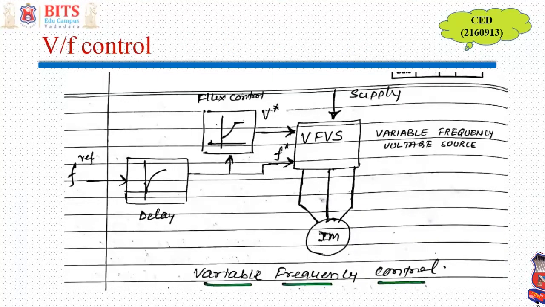This was the block diagram scheme. If I want to use voltage source inverter, I assume DC supply is available. Say through rectifier DC supply is available, or through battery it is available. And this is the reference.